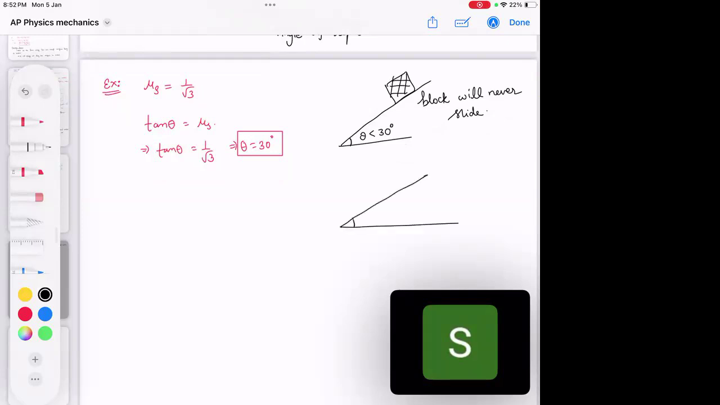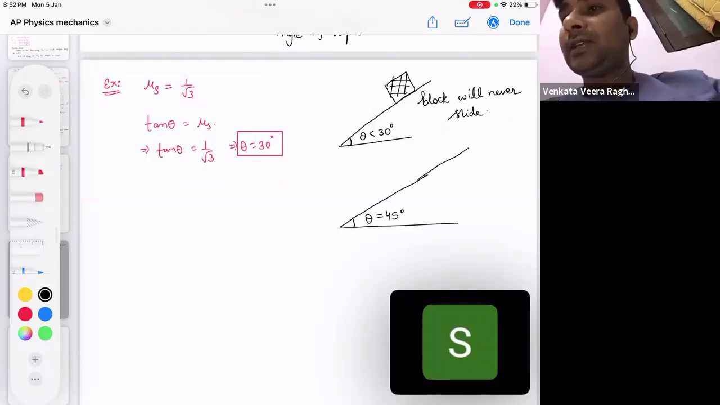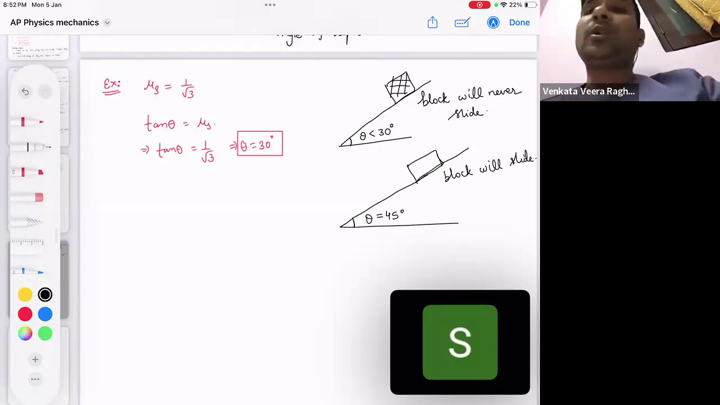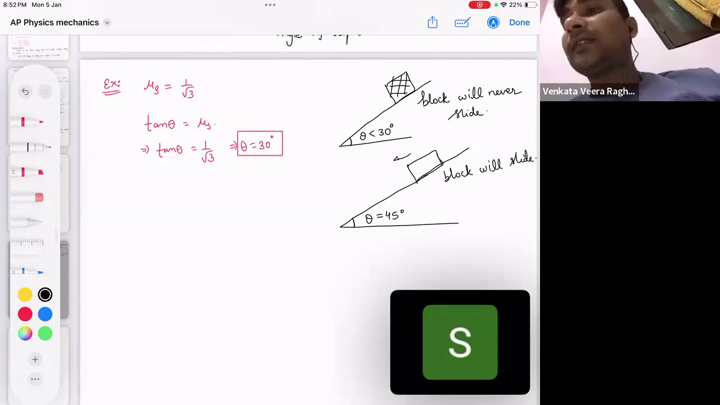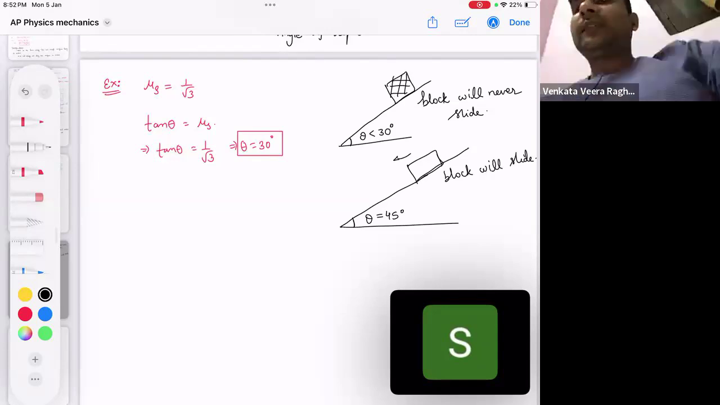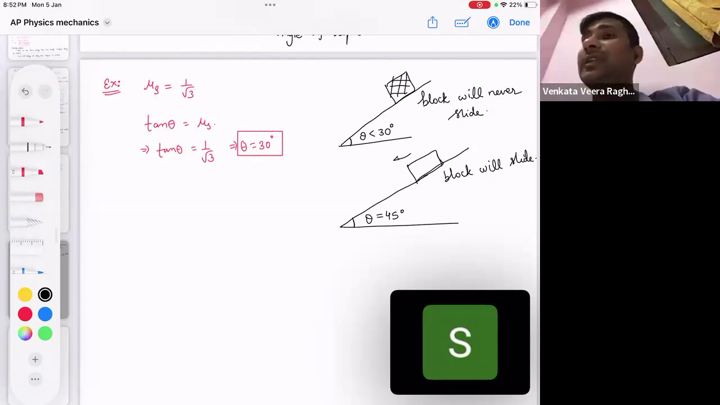Same question, theta is given greater than 30 degrees. Let's take it 45 degrees. Can you tell me, is this block going to slide over this inclined plane or not? The block will slide now. Understood? So the moment the block starts sliding, what will be the acceleration of the block? Tell me, if the block is sliding on the inclined plane, what will be the acceleration of the block? So mg minus kinetic friction divided by mass. Understood?